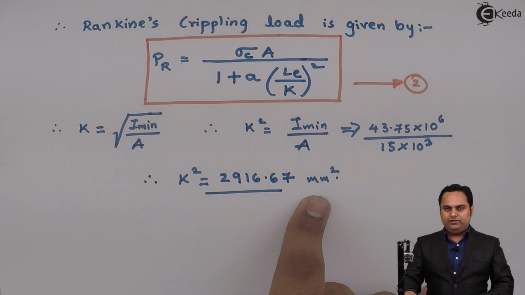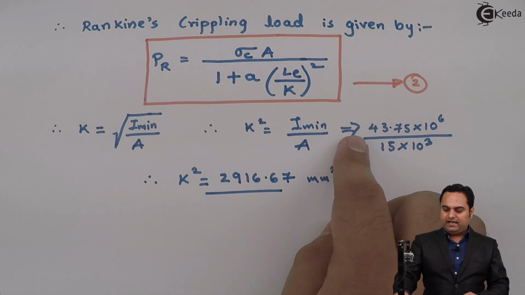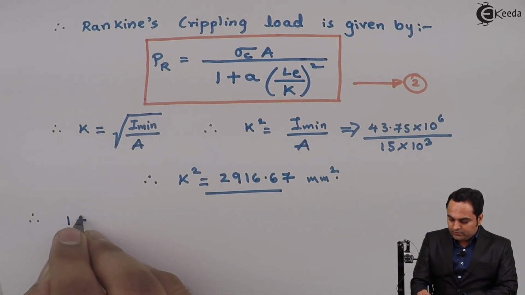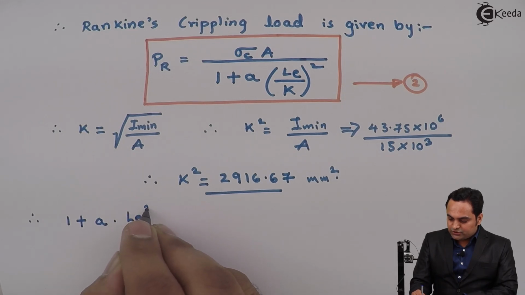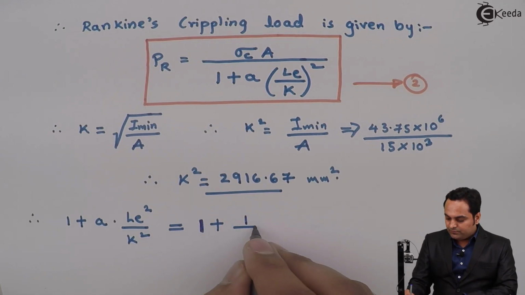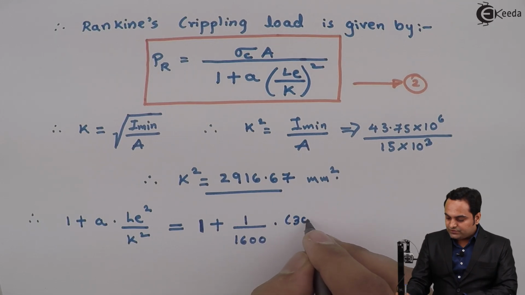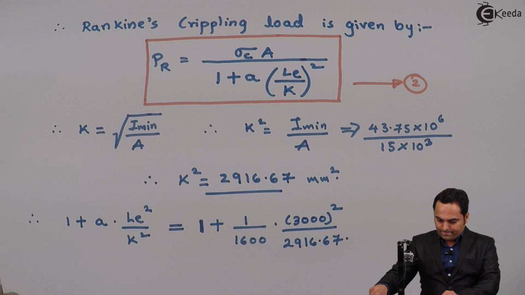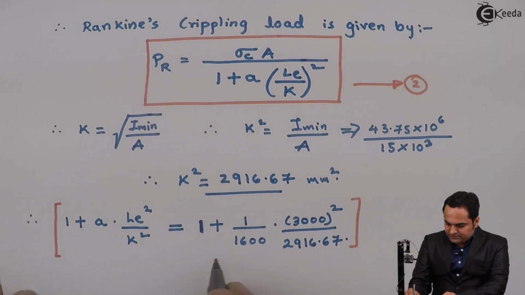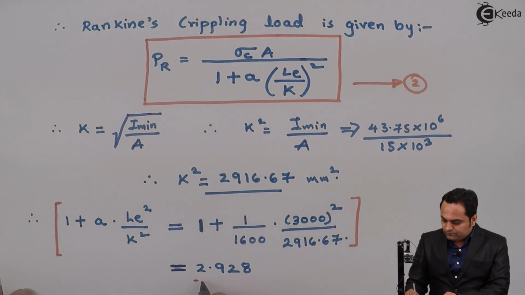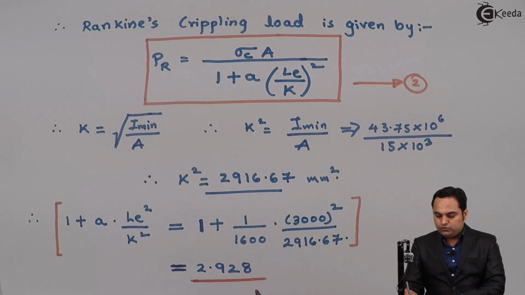So now after getting K square value, I'll calculate this denominator completely and then put it in equation number 2. The complete denominator, which is 1 plus small a into effective length square upon K square, will be equal to 1 plus 1 upon 1600 into effective length 3000 square divided by K square, we have got the value 2916.67. So from this complete calculation, I'll get the denominator as 2.928. Now this is a constant value, so it has no unit.